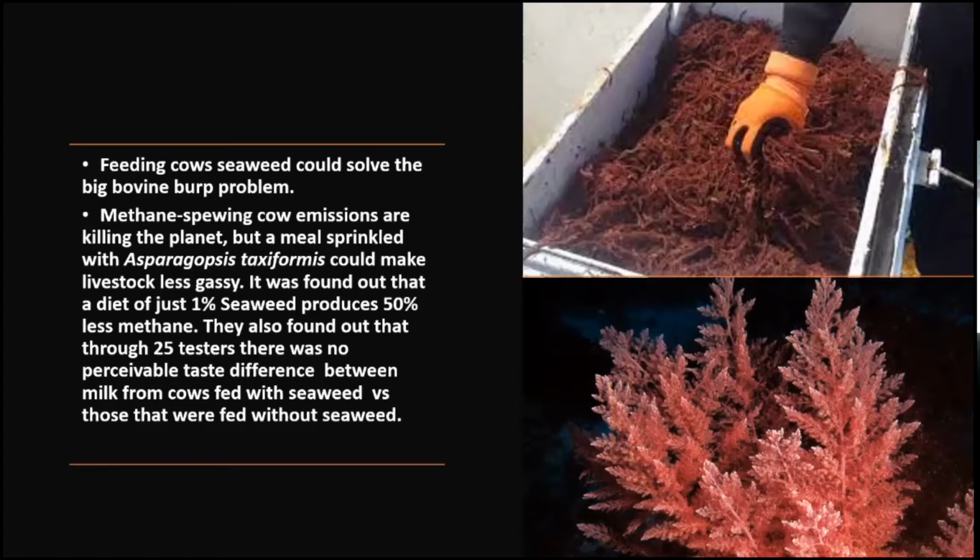Asparagopsis taxiformis, which is what you see here, could make livestock less gassy. Now, here's the incredible part. It was found that a diet of just 1% of this seaweed produces 50% less methane. And as I'm going to tell you later, there's an even higher percentage when they do in vitro studies. In vitro means they do it in a lab. The term vitro comes from the word glass, and so that's where they did it, in test tubes and beakers and things like this.